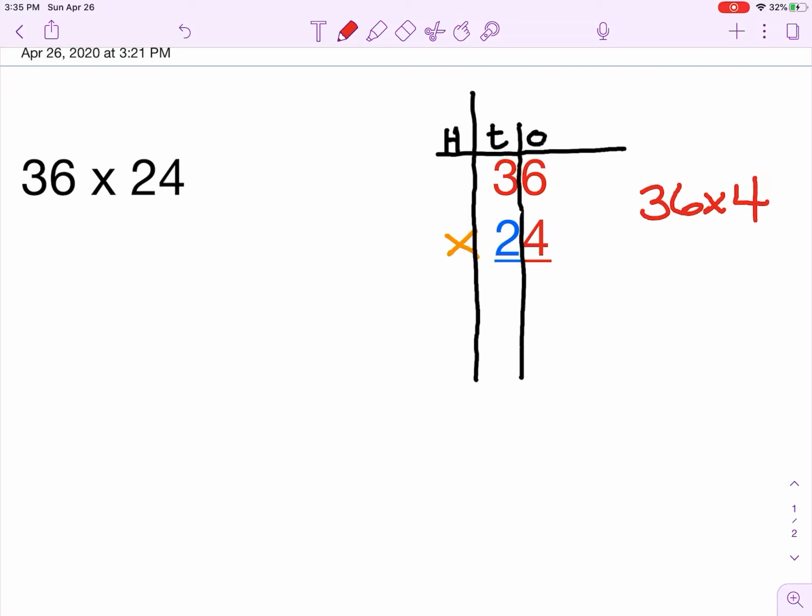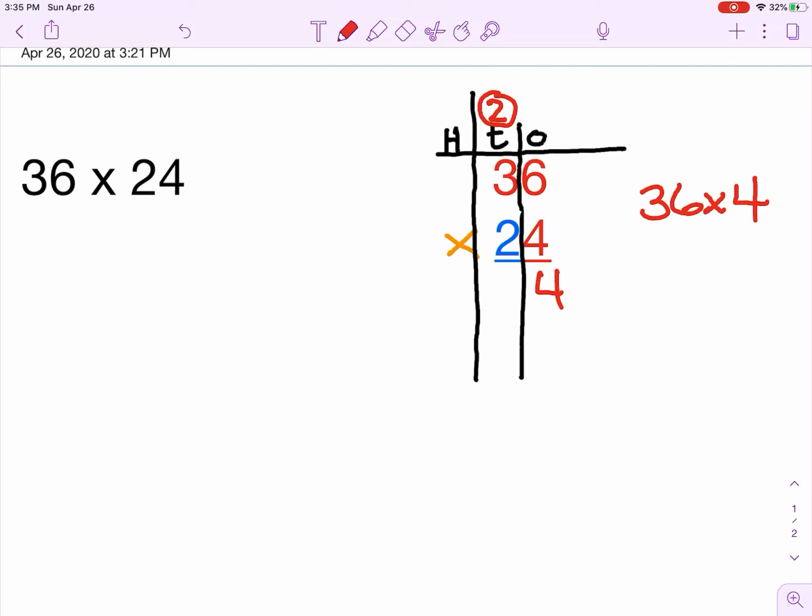So I know that 6 times 4 is 24. I'm going to put my 4 in, and I'm going to carry up my 2. I'm going to circle it up here, to rest right on top of my tens. So again, 6 times 4, which is 24, is 2 tens and 4 ones. My 4 ones are in the ones place, and my 2 tens have been carried up to the tens place.